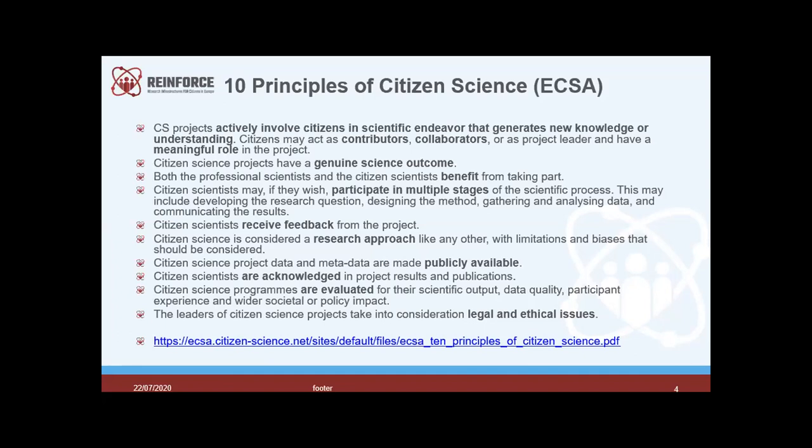So the first point obviously is that a citizen science project actively involves citizens in a scientific endeavor that generates new knowledge or understanding. And what I criticized just now in the video is what they are really emphasizing here: citizens may act as contributors, collaborators, even as project leaders, but it's important to have a meaningful role in the project. Can we agree? What do you think? Is this a principle that can be easily applied in the classroom, in school, education?